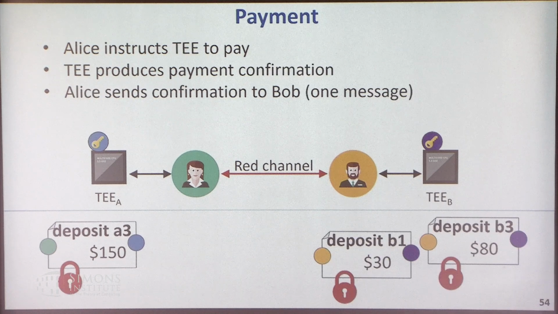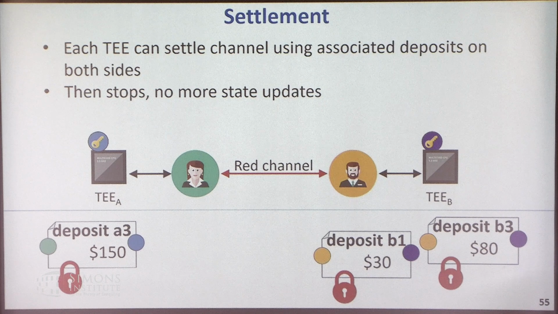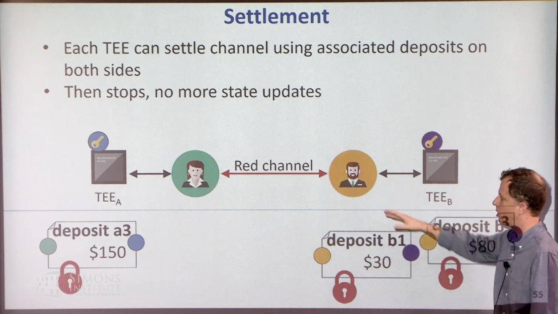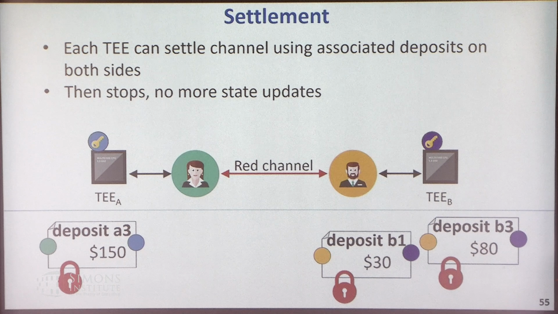Now, when Alice wants to do a payment, and this is a state with multiple associated deposits, Alice just needs to send a single message to Bob, a payment message. Bob sees this payment message sent from the TE, and now this message is the guarantee that the TE will not generate a settlement for an older state. That's all that he needs. There is no time sensitivity. On settlement, each TE produces the transaction to take money of all relevant deposits to both sides. It's quite simple, and then it stops. It will not produce another settlement.